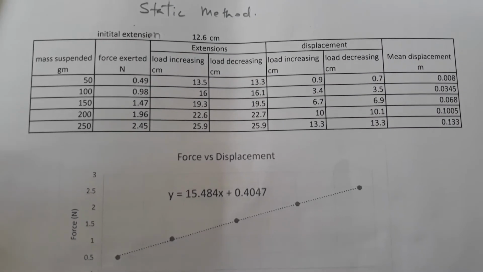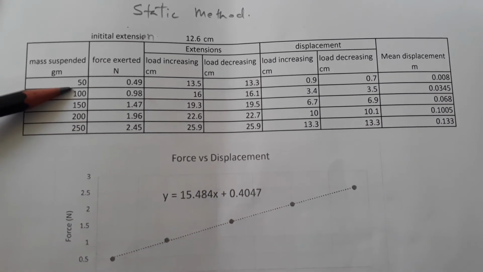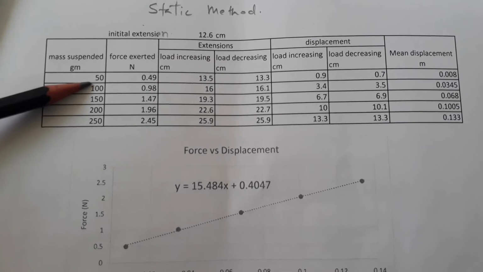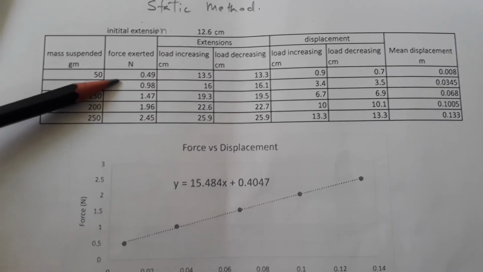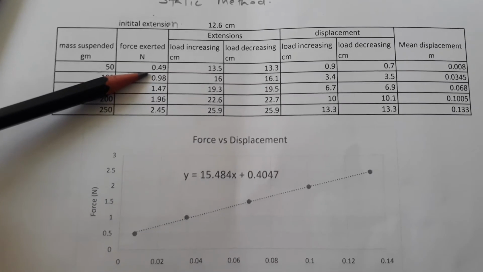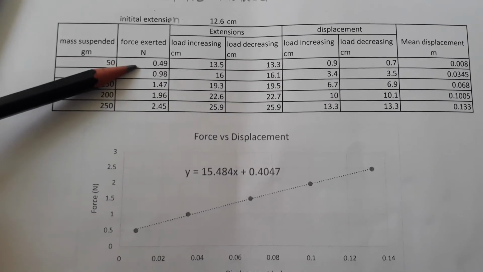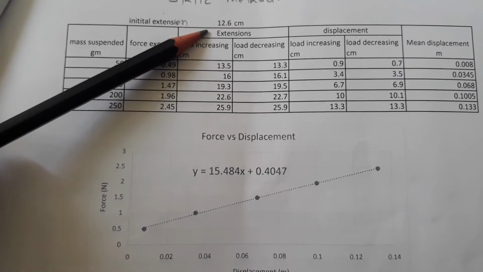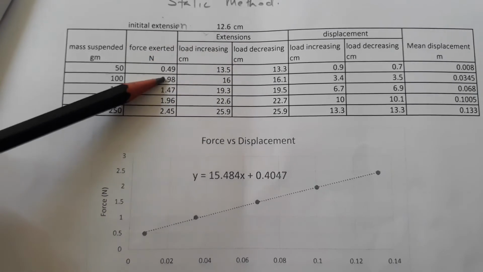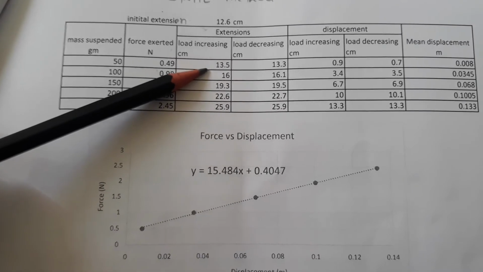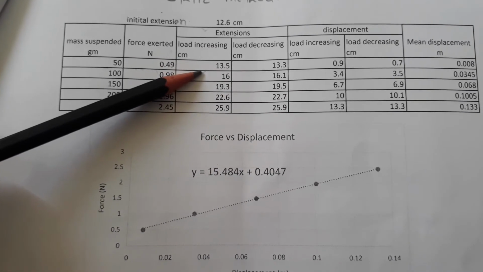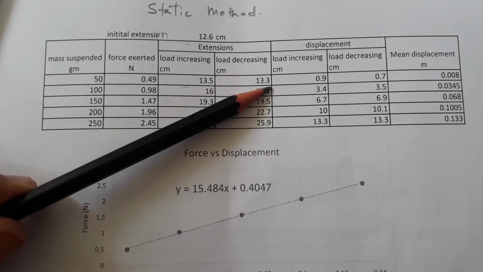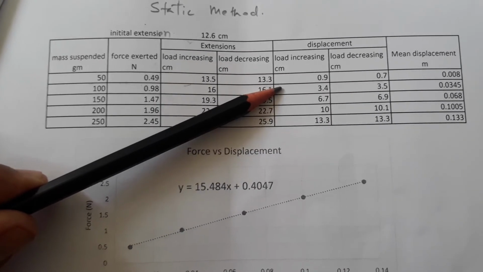So as we had discussed in the static method, we are adding a certain amount of mass, let's say 50 gram, and that exerts a force, so that would be 0.05 kilograms times 9.8 meters per second squared, mg, and so that is 0.49 newtons. And because of that force, you are going to see some extension in the spring. The initial extension that was measured was 12.6 centimeters, and after adding the 50 gram we are measuring 13.5 centimeters. If you subtract both of these values, you will get a displacement of 0.9 centimeters when 50 gram is added to the spring.